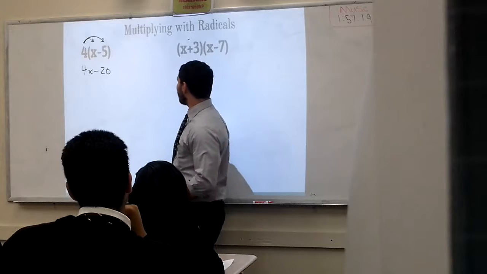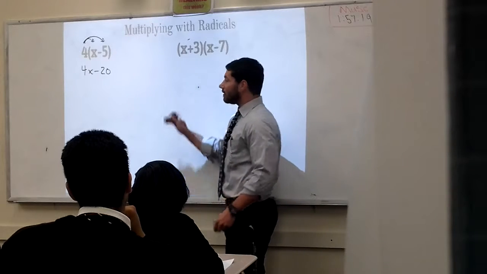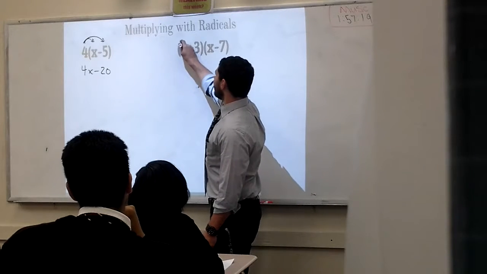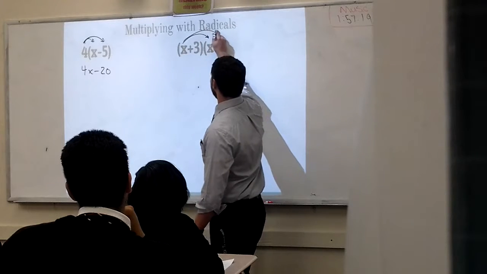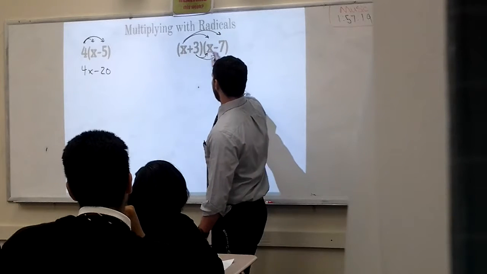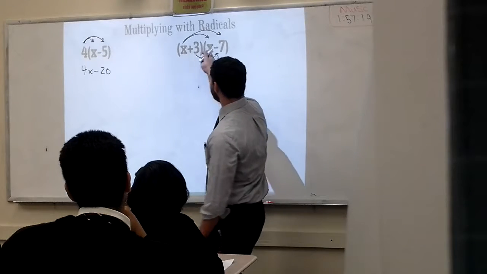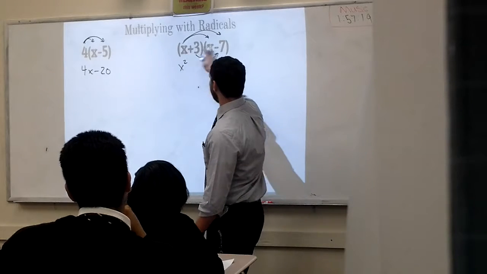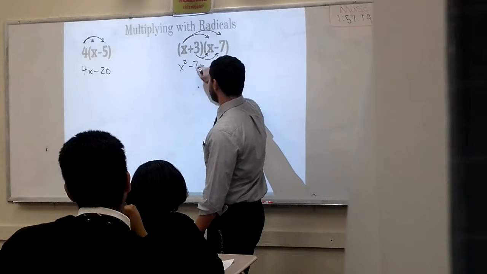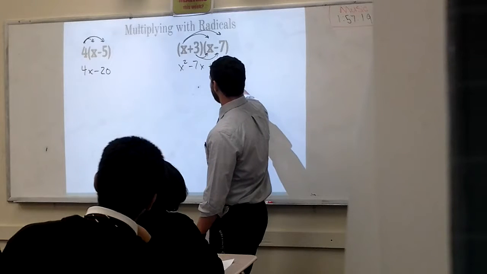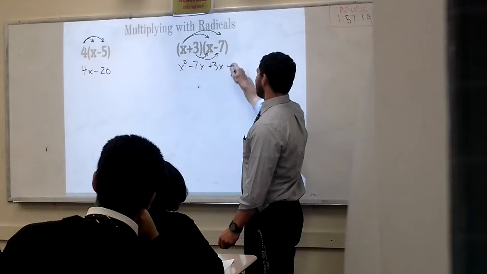What if I had this guy? What are we going to do here? Distribute the x out of the x. Alright, that's called what? It starts with an F. Foil. That's called foiling. We multiply these first terms, we get x squared. Multiply x times negative 7, minus 7x. 3 times x, we get plus 3x. 3 times negative 7, minus 21.